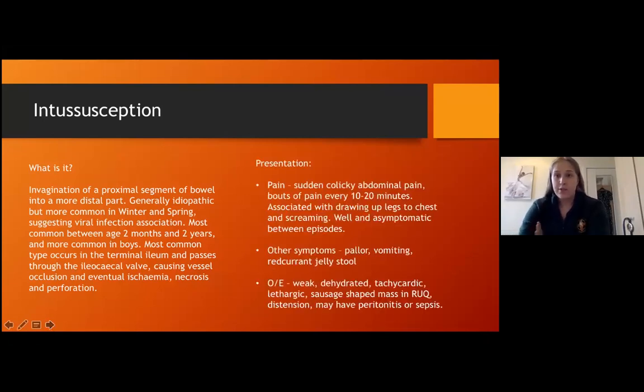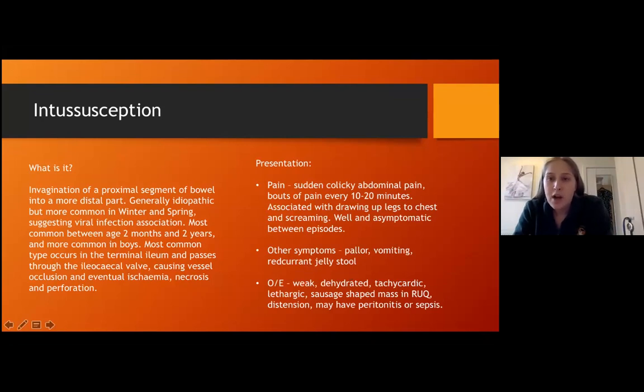So as we described in the question before, the child will have sudden colicky abdominal pain in bouts that occur every 10 to 20 minutes. So they'll suddenly be in pain, they'll draw the legs up to their chest and generally be screaming because they're in a lot of pain. But then between those episodes, they're completely well.